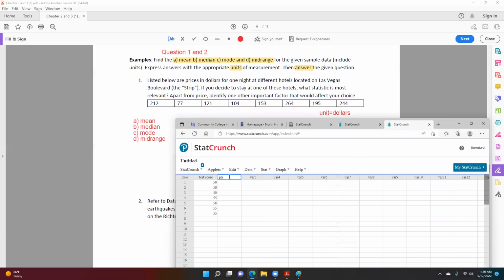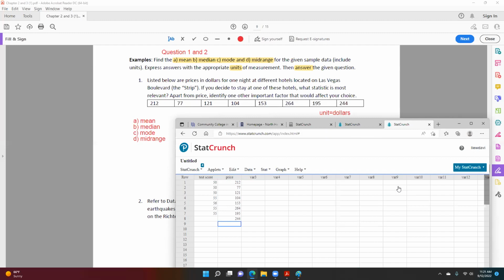So for your homework and your test, you do need to type in your data set by hand. I just want to point out that if one of these numbers is typed wrongly, then your mean, median, mode, and mid-range will be wrong also. So I strongly suggest you check the data that you type in. Make sure it's the same as the data set provided to us.